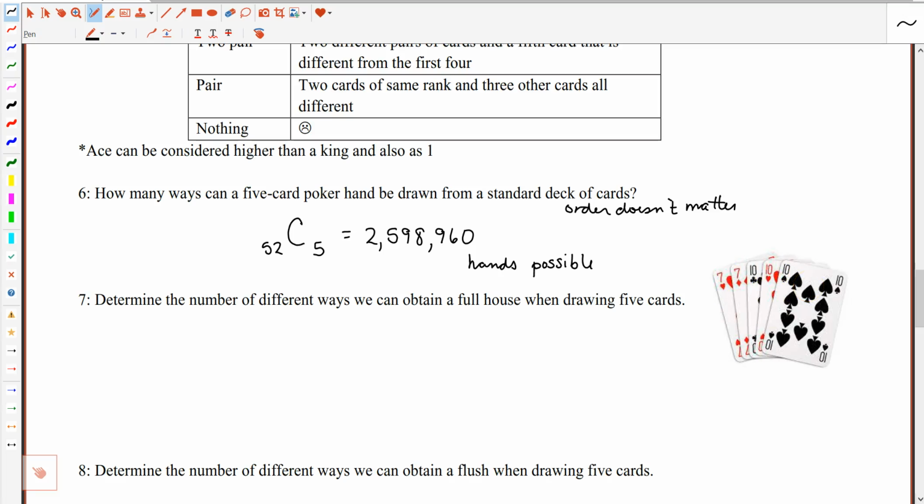So the full house has 3 cards of 1 rank. In this instance, we have 3 cards that are 10s, and we have 2 cards of another rank, in this case 7. But for this question, I just don't want it to be 10s and 7s. We're just going to do it in general. How many ways is there for this to happen? So let's break this out for the 3 cards that are going to be the same rank. Okay. So out of this one, there are 13 ranks possible.